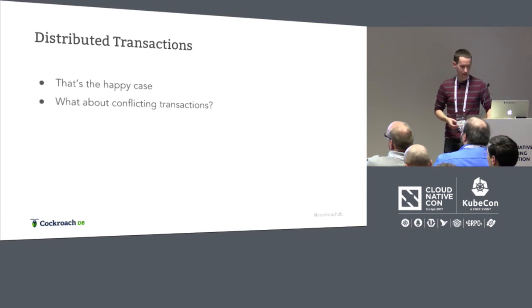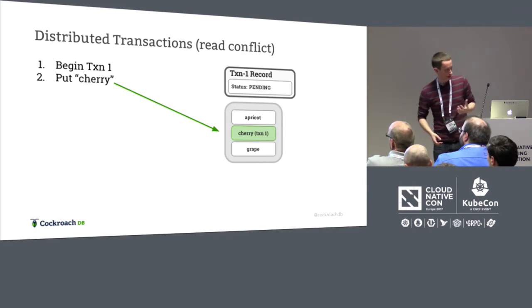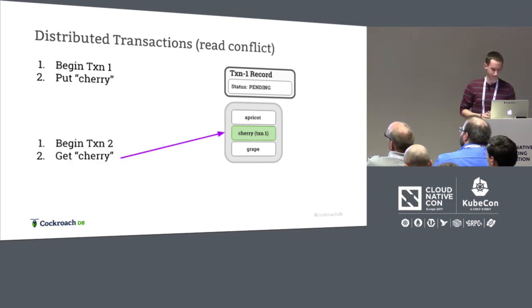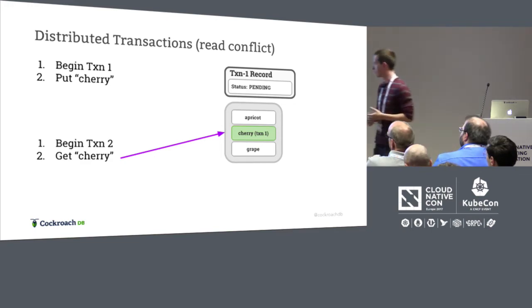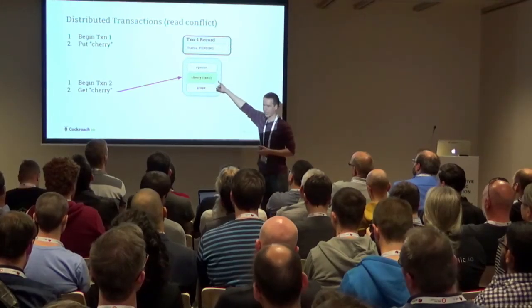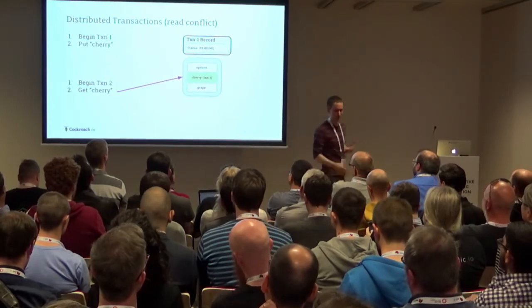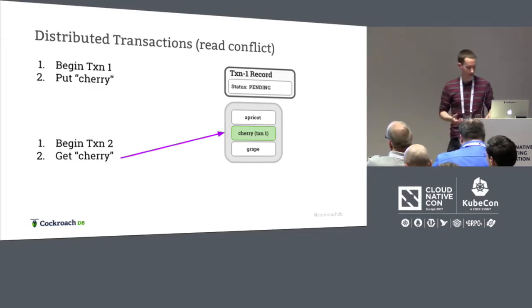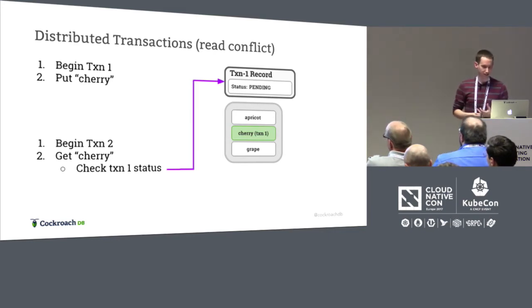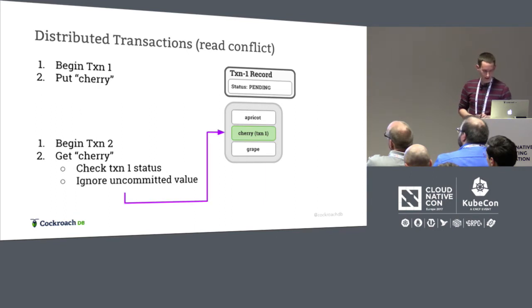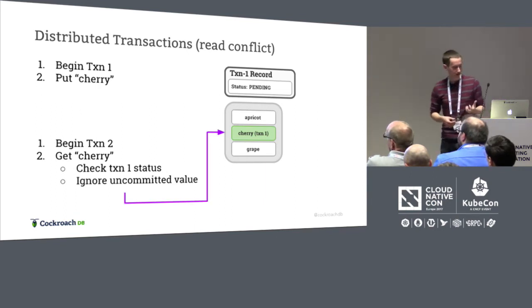The interesting part of the transaction protocol is what happens when there are conflicts and when things go wrong. So in a read conflict, a transaction starts and writes a key. Another transaction comes in and tries to read that key. And it sees that there's this transaction ID still attached to that written key, which means that it might not be committed. It has to go check that transaction record to determine whether the data is committed. So it goes up and checks and sees that the transaction is pending. And in this case, the read can ignore that uncommitted value and go on and commit.